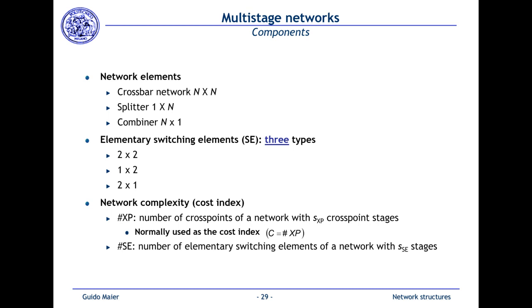For example, in the splitter, there will be one connection coming from the input, and the splitter simply makes the function of selecting which of the outputs has to be used to send this connection. In the combiner, you have many inlets and a single outlet, and only one of these inlets can be active. You cannot have two signals arriving to busy inlets in the combiner, because otherwise you have a collision. So even if it is called combiner, it actually only takes one connection at a time.